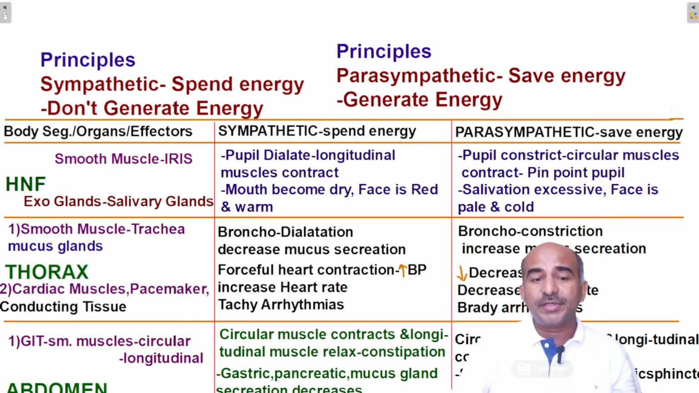Here I have written the principle. Sympathetic: spend energy, do not generate energy. Parasympathetic: save energy, generate energy. Now here I have written body segment, organs or effector organs.